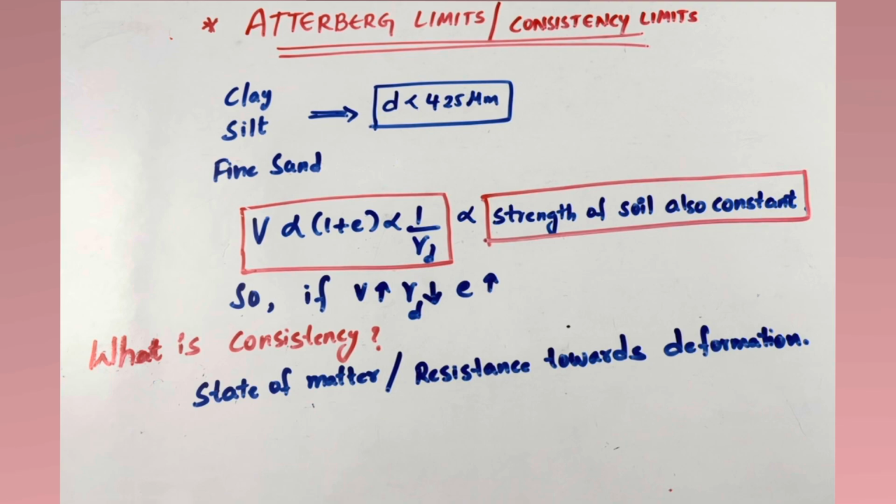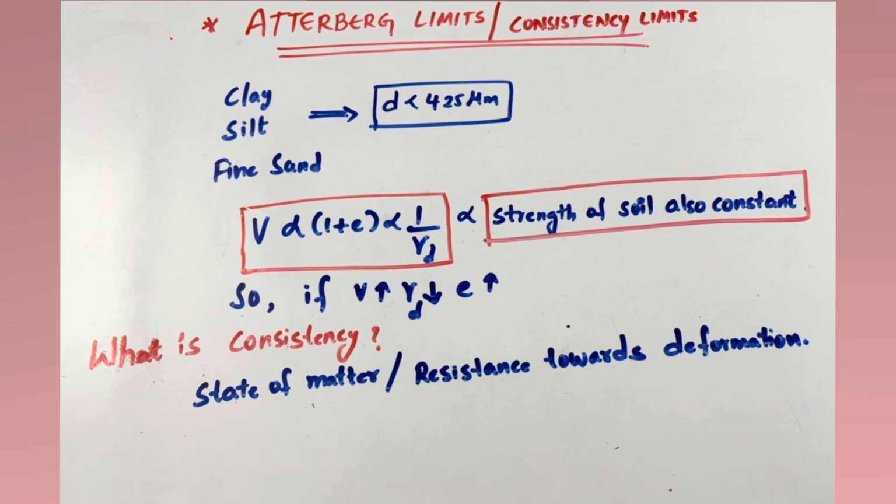So on what basis are these Atterberg limits classified? How does the soil behave depending upon the liquid limit, plastic limit, shrinkage limit? Let us discuss. Clay, silt, and fine sand mainly depend upon the diameter of the soil particle. So, if the diameter of the soil particle is less than 425 micrometers, then clay, silt, and fine sand come under this classification.